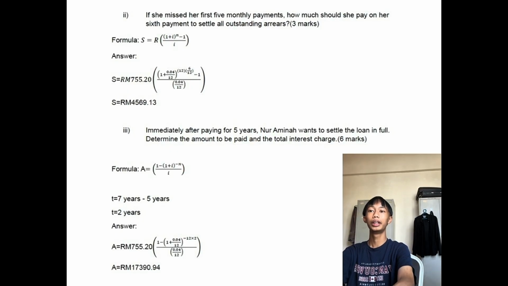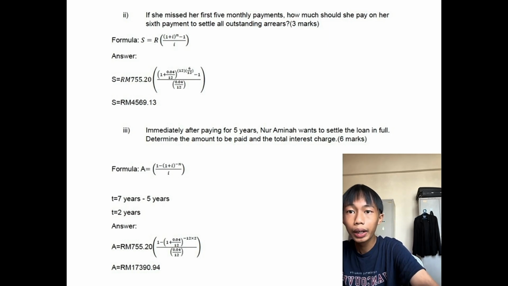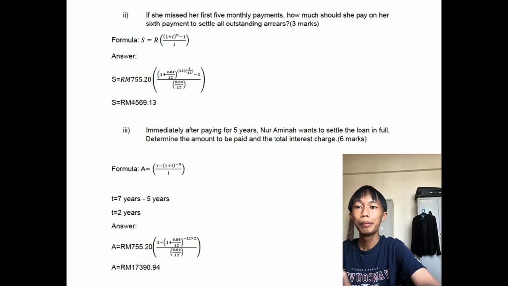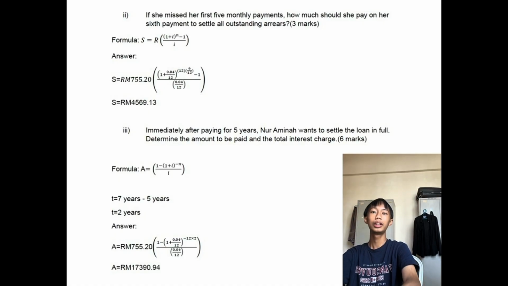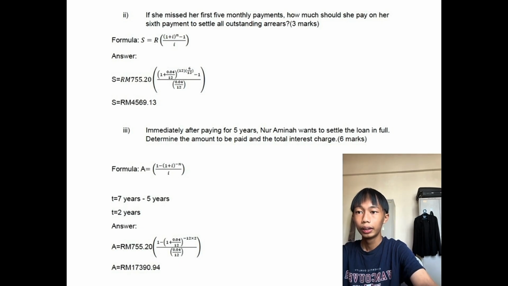For question number 3, immediately after paying for 5 years, Nur Amina wants to settle the loan in full. Determine the amount to be paid and the total interest charge. So we are using the formula A, where T equals 7 years minus 5 years, which is T equals 2 years. So the answer for A is 70,390 ringgit and 94 cents.